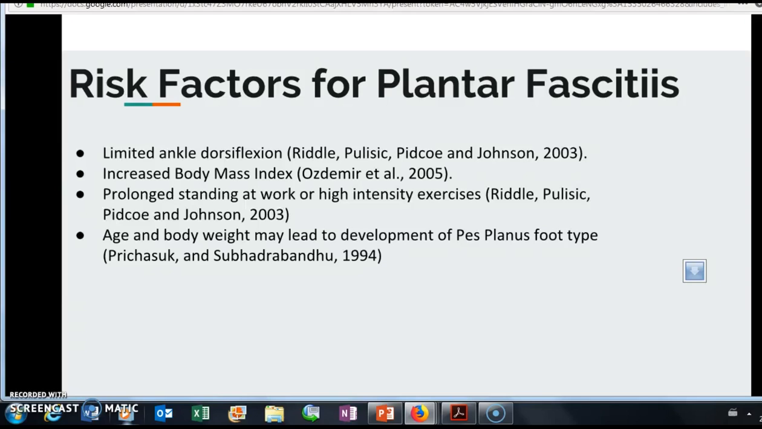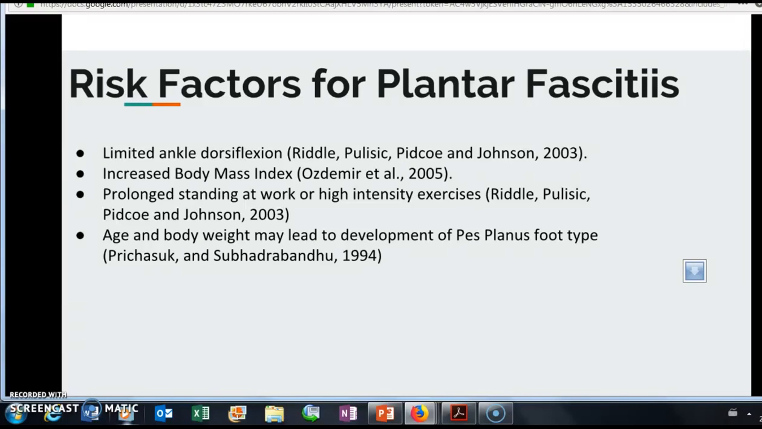The second most common reason is increased body mass index. If an individual's body mass index is more than 25, that puts a lot of pressure or stress or a lot of forces on a particular area on the plantar fascia, and that makes them prone to developing plantar fasciitis.